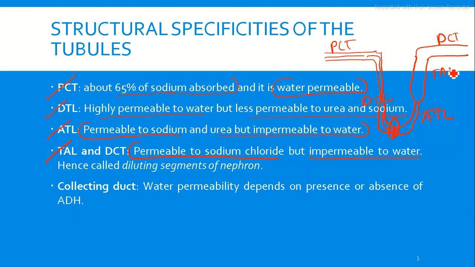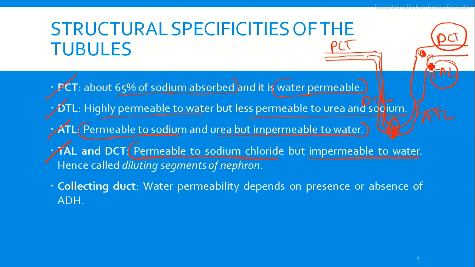Okay, so what about this TAL portion and the DCT portion? These two portions are permeable to sodium chloride, but they are impermeable to water. So in both of these tubules, the sodium and chloride are moving outside, but the water is staying inside. Because of this, the tonicity of the fluid in this tubule is decreasing. So whatever fluid we had over here, which was hypertonic, when it reaches this particular point, it becomes hypotonic in nature.